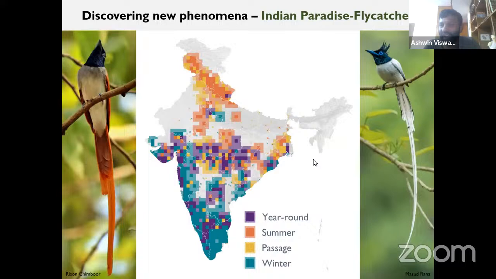Now, how many people here have seen a paradise flycatcher? Many? How many have not seen a paradise flycatcher? Anyone here hasn't seen a paradise flycatcher? Yeah, you can let me know. Fine. So everybody has seen, I suppose.